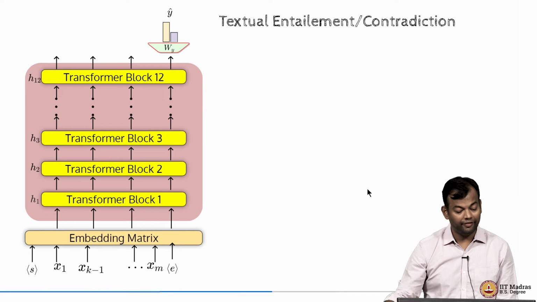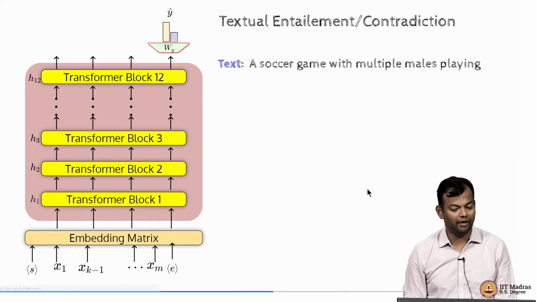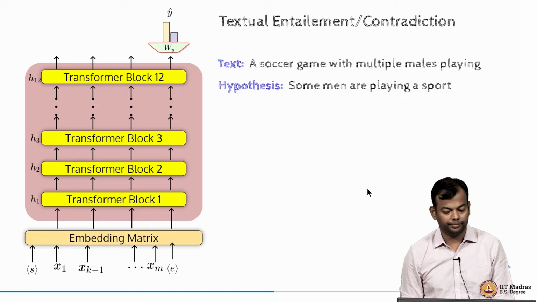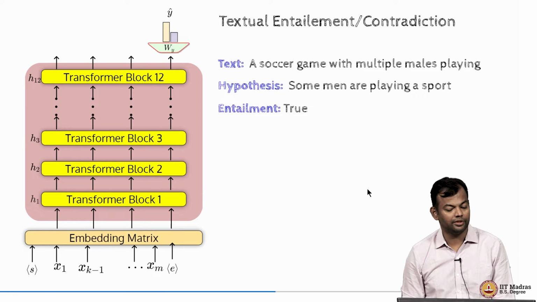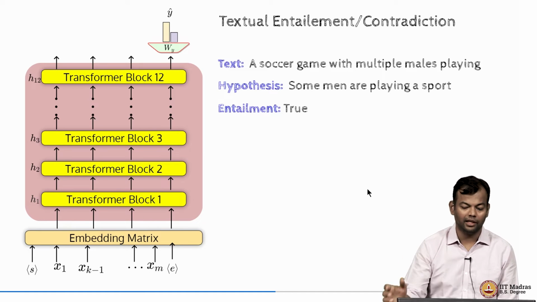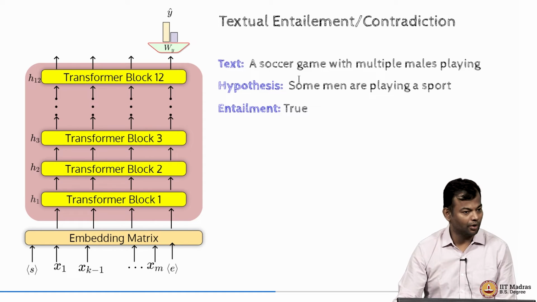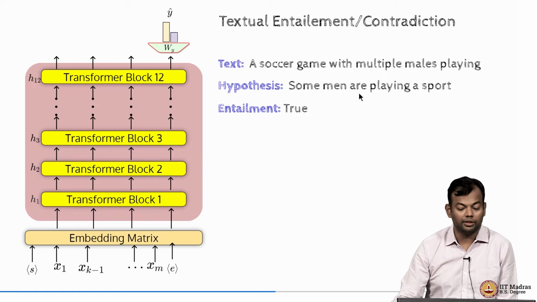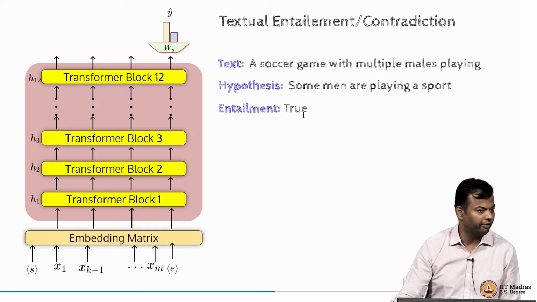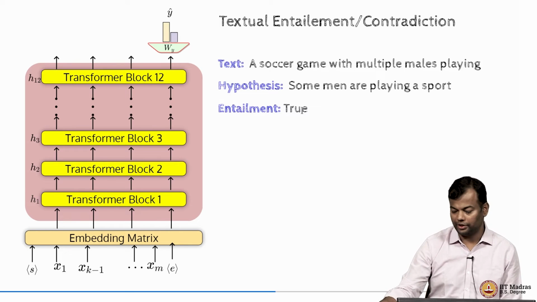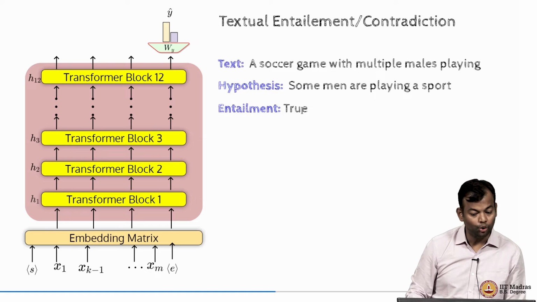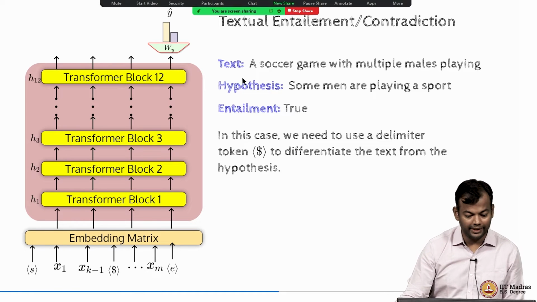Okay. Now, if you have textual entailment, so what do you have there? You have a text, and there is a hypothesis, and you want to say whether this is true or not. That means, does the text entail the hypothesis? So, it is saying that many males are playing a soccer game, and that means some men are playing a sport, which is of course true given the context. So, you want to predict true here. Again here it could be true or false or maybe not related. So, there are 3 classes and there are 2 inputs here. Remember, there is the text and the hypothesis.